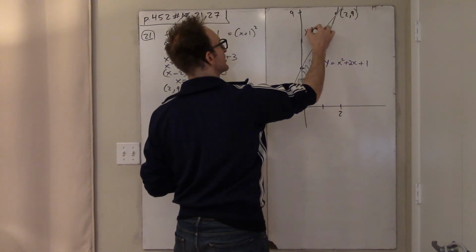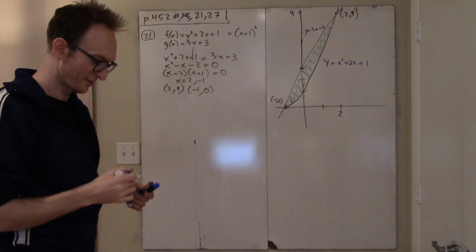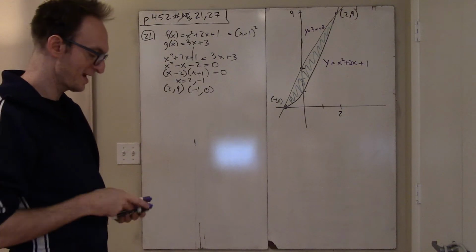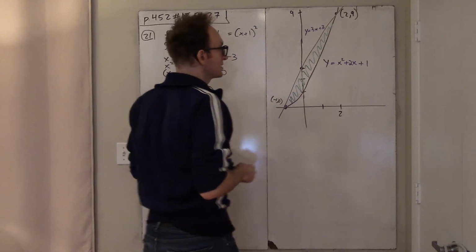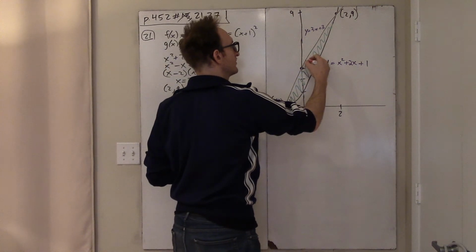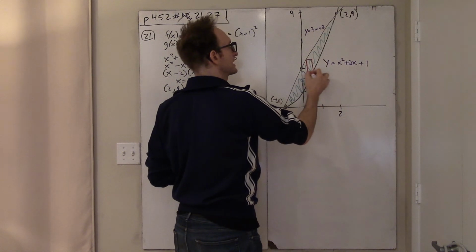It's y equals 3x plus 3. And now I need to find the area of this curve. Well, what's the best way to find the area of this curve? I think it is to slice everything vertically. And so I'm now going to draw my so-called representative rectangle. And the representative rectangle looks like this.